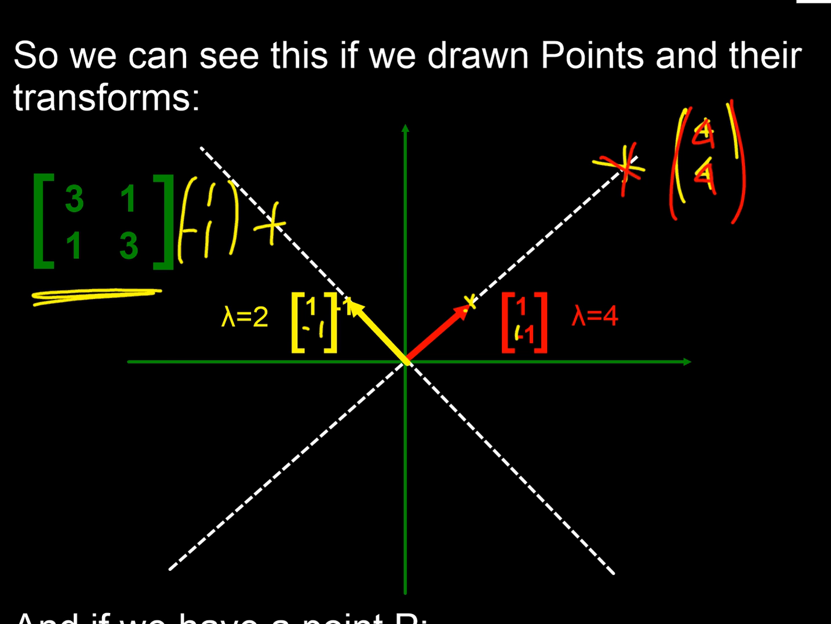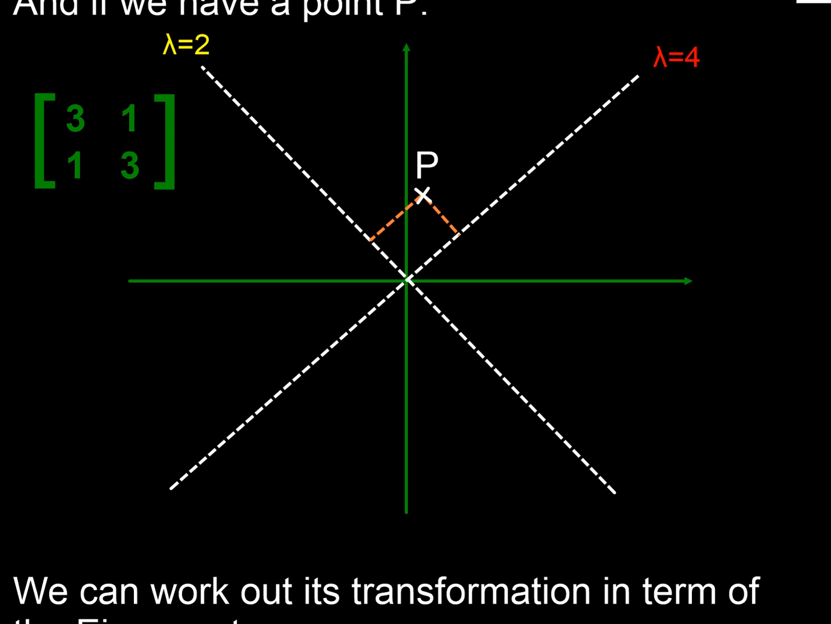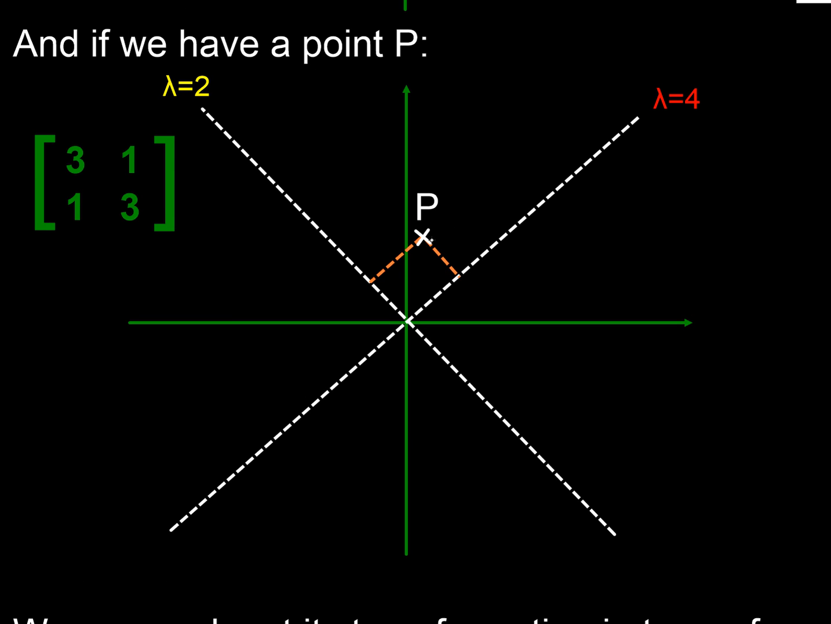What happens if I take a generalized point? Have a look at this. Let's take point P. There's our point P. What we could do is consider P to be made up of two vectors from the eigenvectors. So we'd have some multiple of the lambda 4 eigenvector, the vector 1, 1, plus this vector here, which is some multiple of the vector 1 minus 1.